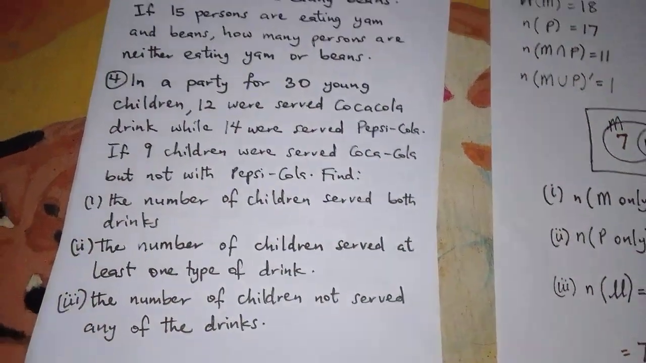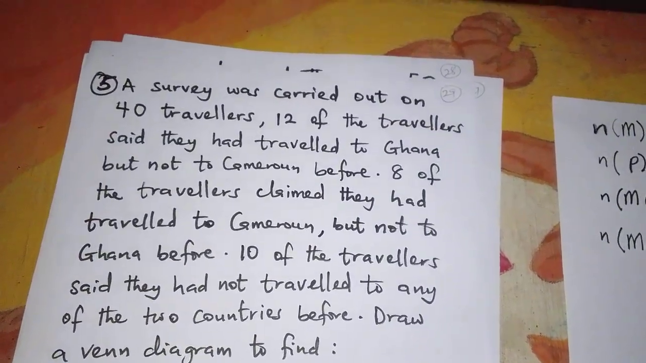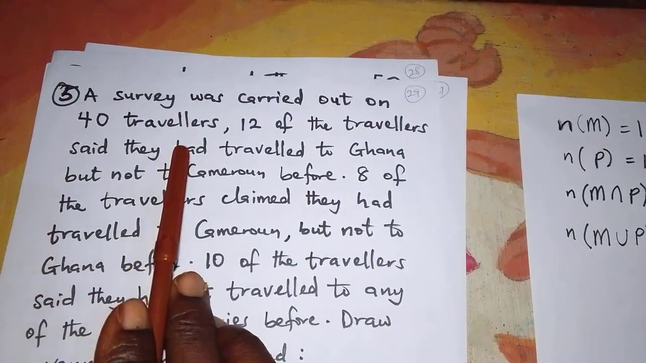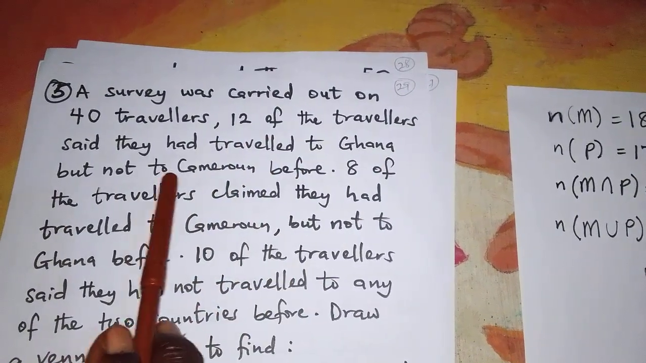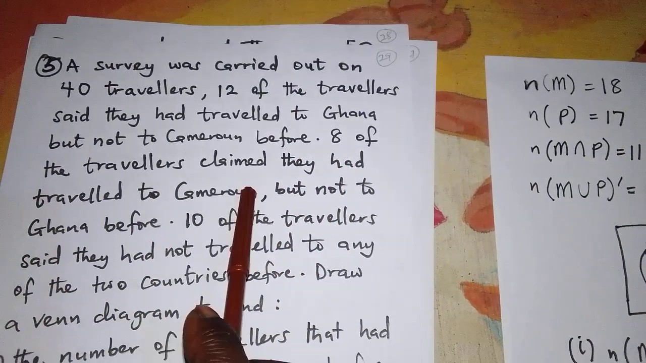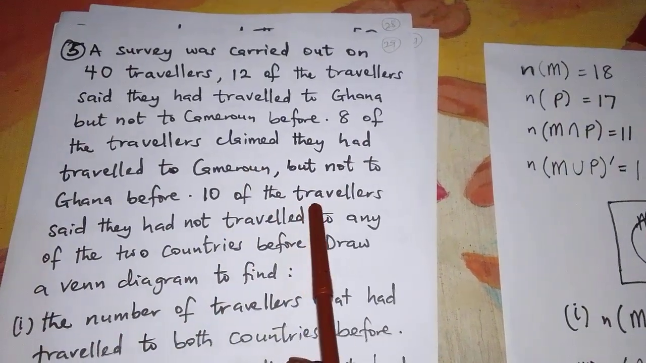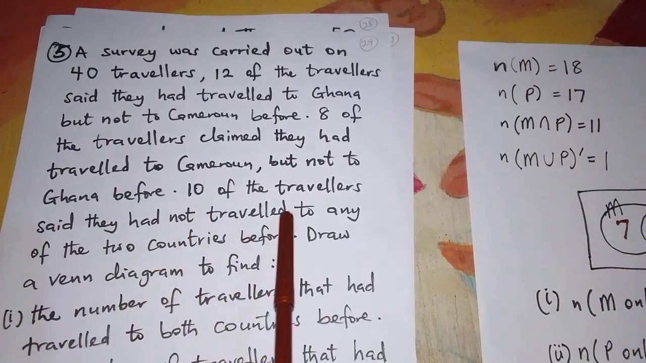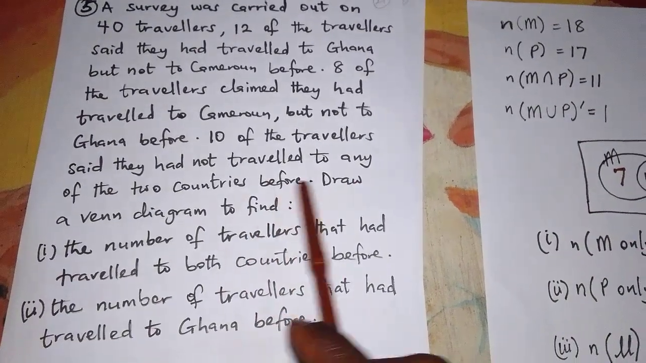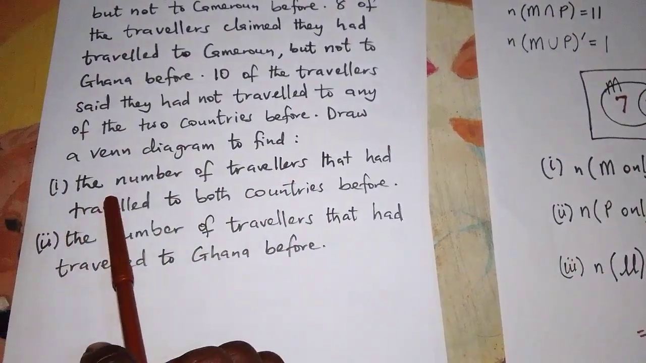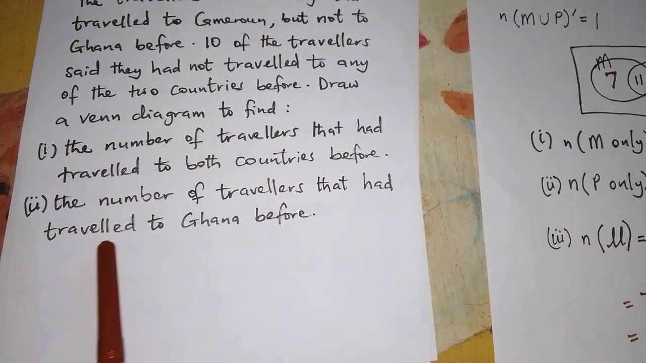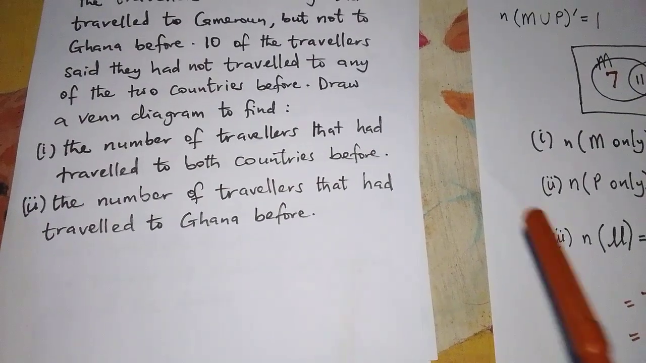3, the number of children not served any of the drinks. Then number 5. A survey was carried out on 40 travelers. 12 of the travelers said they had traveled to Ghana but not to Cameroon before. 8 of the travelers claimed they had traveled to Cameroon but not to Ghana before. 10 of the travelers said they had not traveled to any of the two countries before. Draw a Venn diagram to find 1. The number of travelers that had traveled to both countries before. 2. The number of travelers that had traveled to Ghana before.